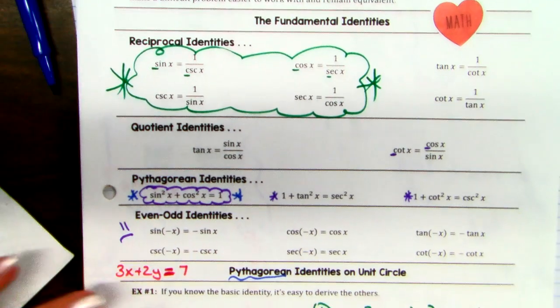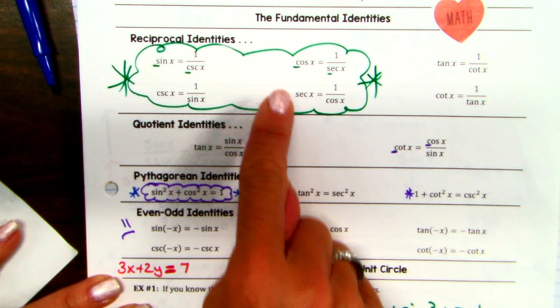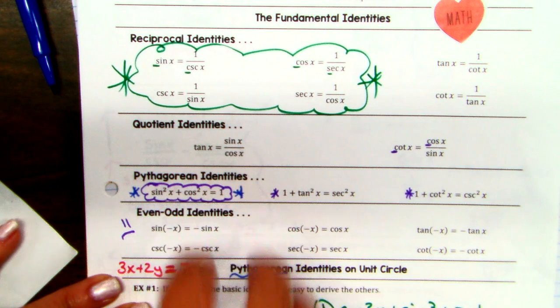Okay. If you are still watching this video, I cut off in the beginning. I went over just the reciprocal identities, which I've taught before, and the quotient identities. Okay. And then you jumped in at the Pythagorean.